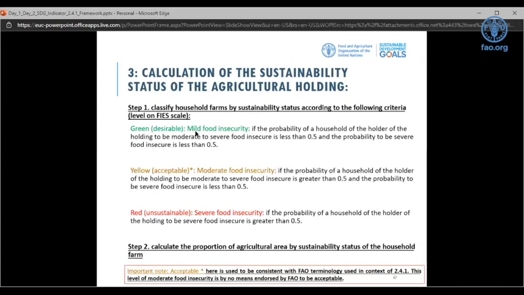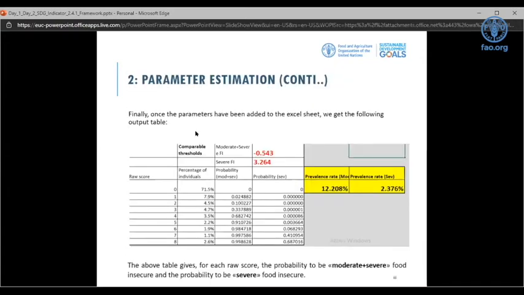Okay, and how do we do that? So we will go here again. So based on the, we will see here the probabilities. Okay, so every question or every raw score has an associated probability with it. So depending on how many questions the household of that particular agriculture holding has given affirmative or yes responses to, will be assigned a raw score, and we will have that information in the database.